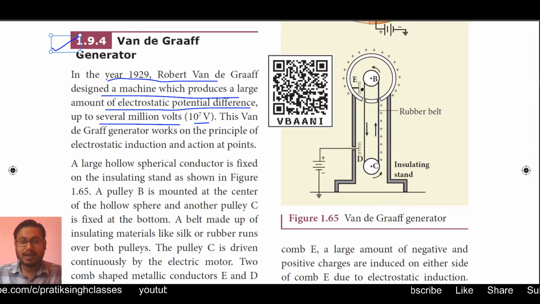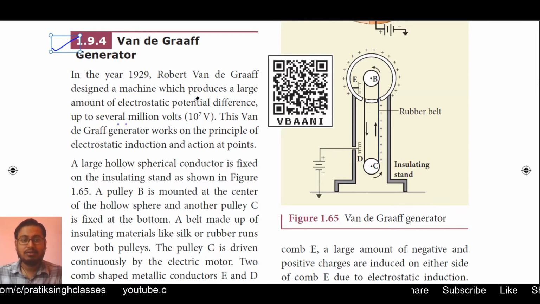At point E there are also some spikes. So what are all these things given here? Also, you can see the rubber belt and the insulating stand. The insulating stand means that the charges should not transfer from the sphere to the ground. So this is the Van de Graaff generator. In our previous video we saw corona discharge, so that topic is also relevant here, as to how charges are transferred from one place to another.